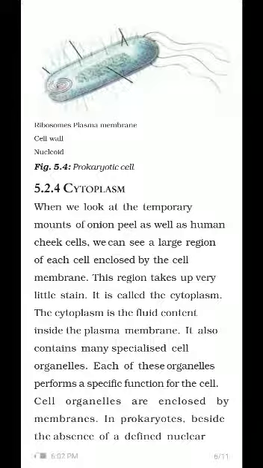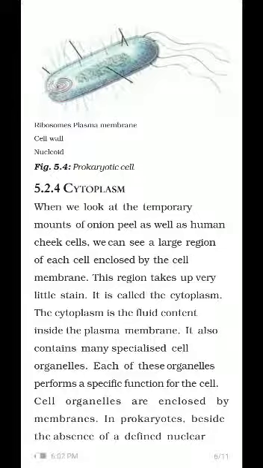So children, in a cell we have the cell membrane. Inside the cell membrane and outside the nucleus we have a jelly-like structure which is called cytoplasm. Different organelles are enclosed in the cytoplasm.